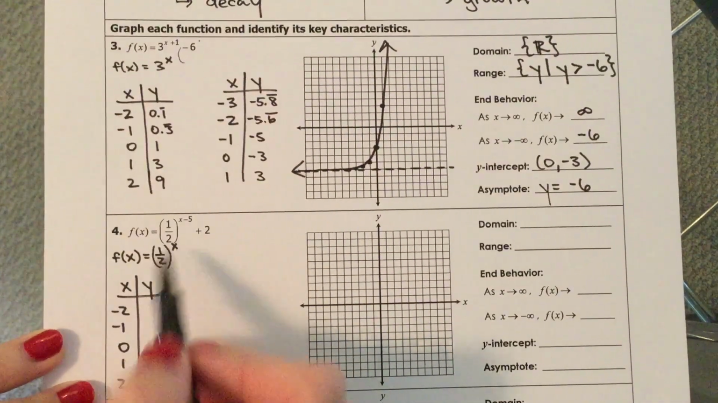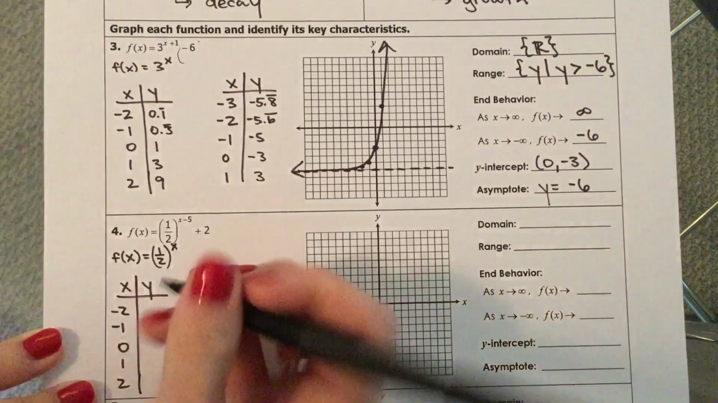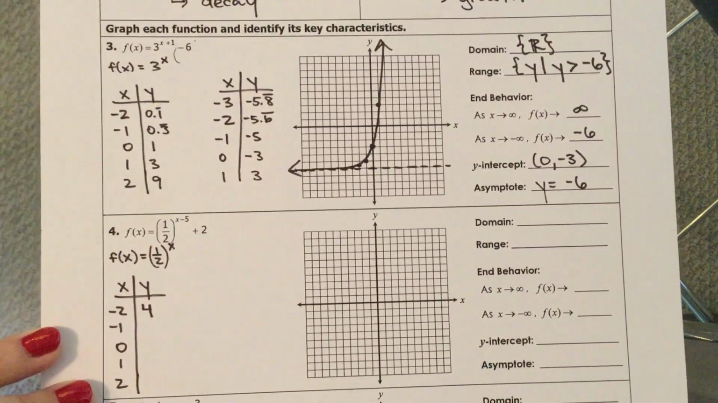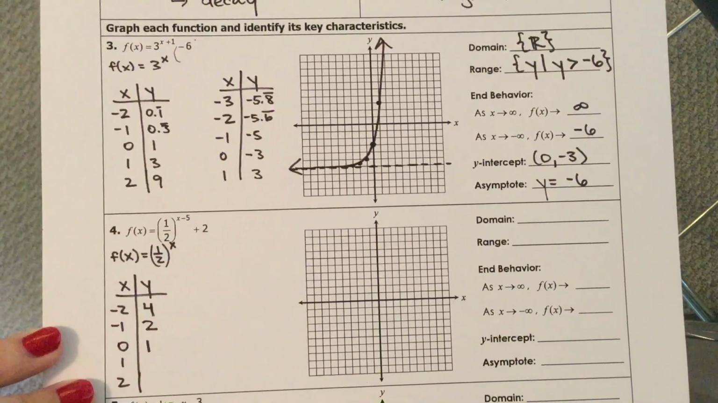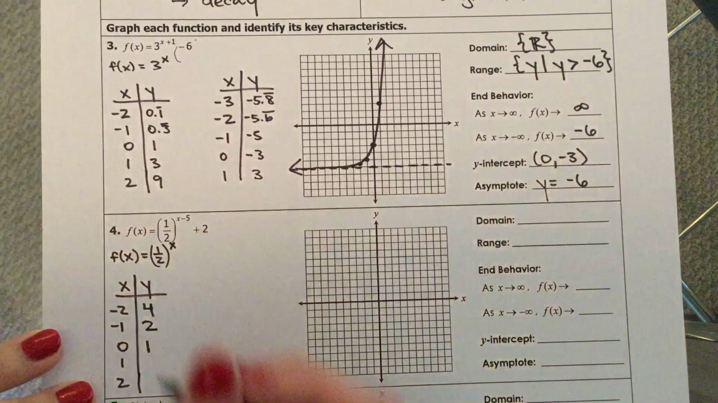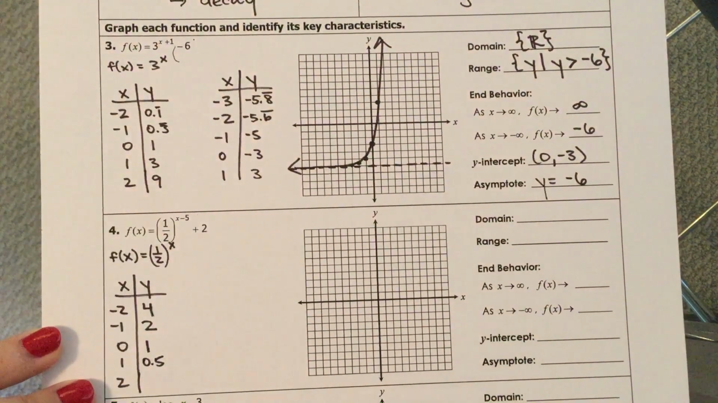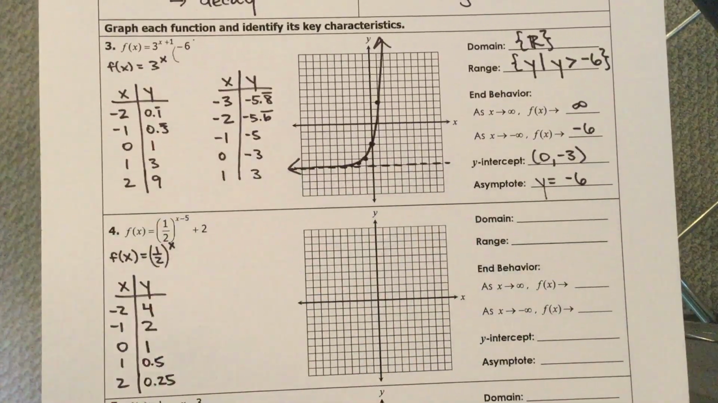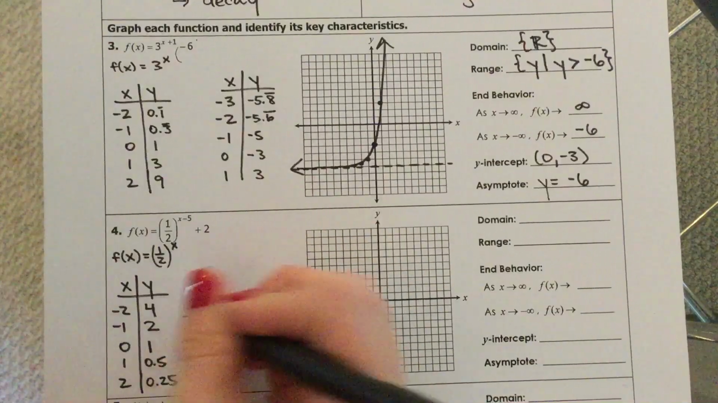Okay, so 1/2 to the negative second is the same as 2 to the positive second, which would be 4. 1/2 to the negative first is the same as 2 to the first, which is 2. Anything to the 0 power is 1. 1/2 to the first is 1/2, or you could write 0.5. And 1/2 to the second is 1/4, or 0.25. So that's your initial. And then you want to make the transformations.